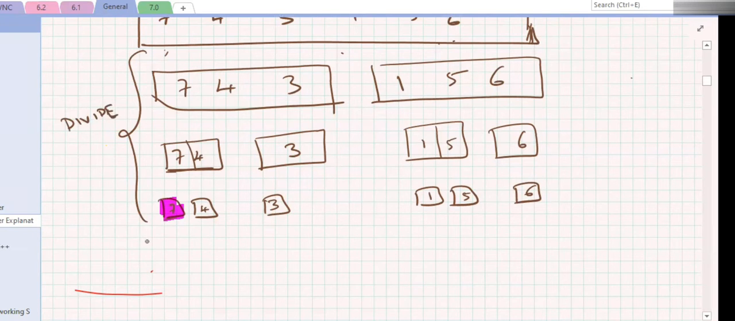Now you start conquering. Now comes conquer. What conquer does is, on individual units, you solve the problem. So what is our problem? Our problem is to sort. When you look at it individually, say your array contains only 4. Is 4 sorted? If your array has only one element called 4, is that element sorted?